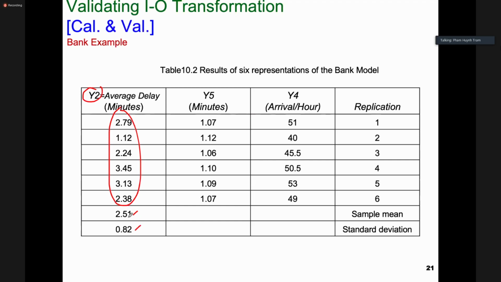Right. So the question here is, is 2.51 minutes the same as the 4.3 minutes that we measured from the real system? Okay, we already learned the chi-square test and the KS test. Now this time we will use the t-test to test this hypothesis. Do you still remember the t-test? This is the most common test, the very fundamental one that we learn in the statistics course. So if we want to test the mean of a population, then we will use the t-test.